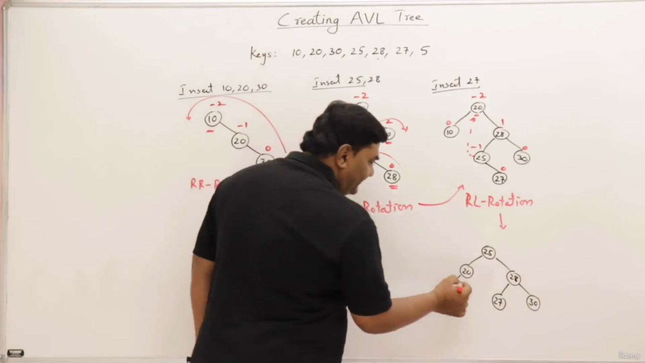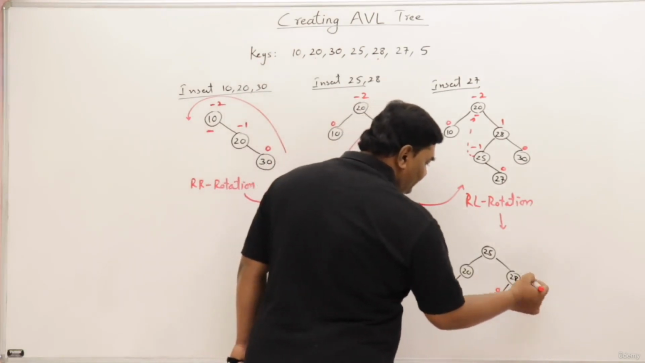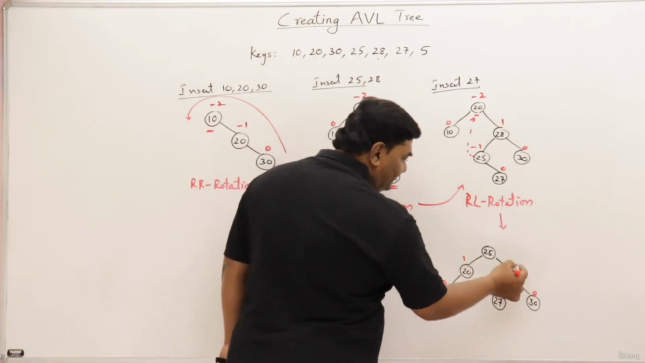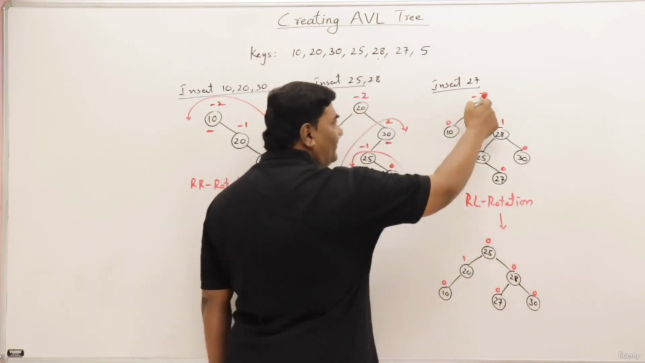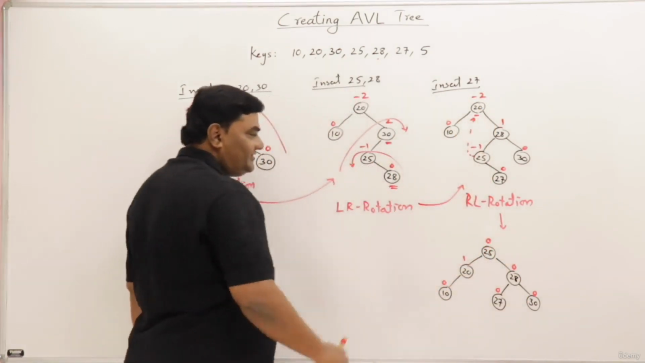Let us check the balance factors. 0, 0, 0, and this is 1. This is 0. This is 1, 2, 1, 2. So this is 0. As we have performed rotation about this one, so that became 0.